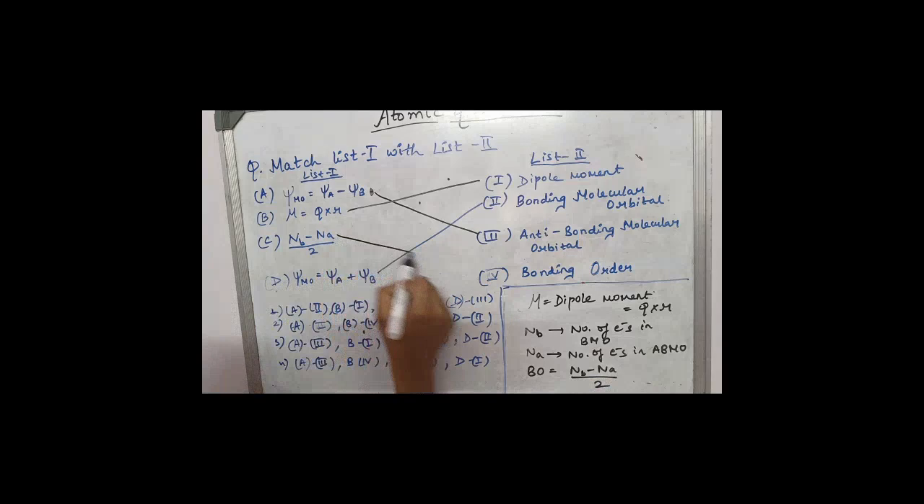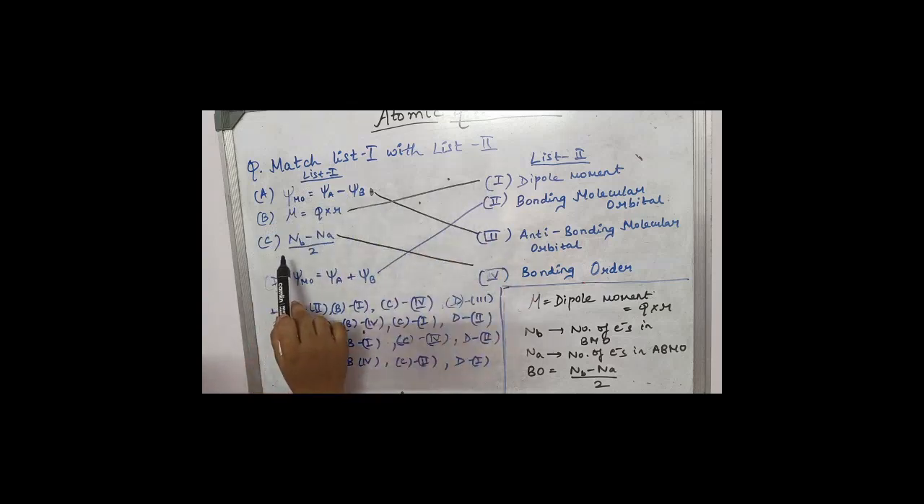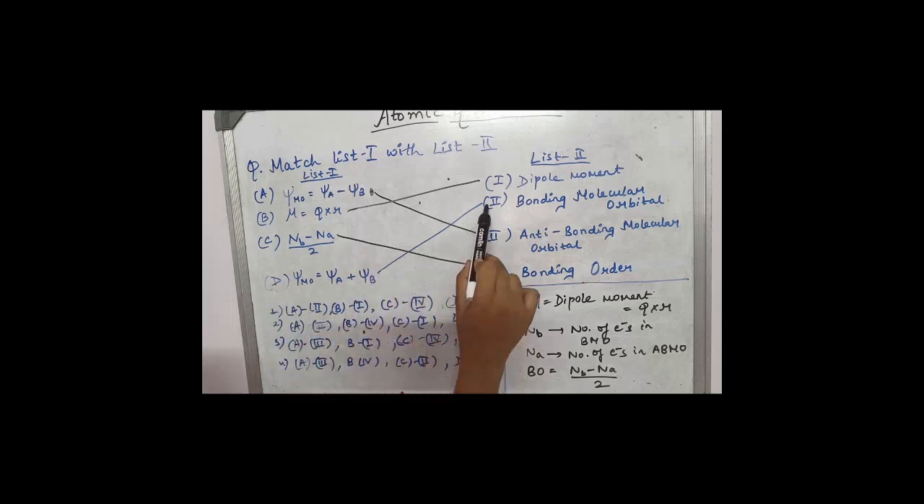So this is connected to option 4. So which one is it corresponding to? A is for 3, B is for 1, C for 4, D for 2. So option 3 is correct.